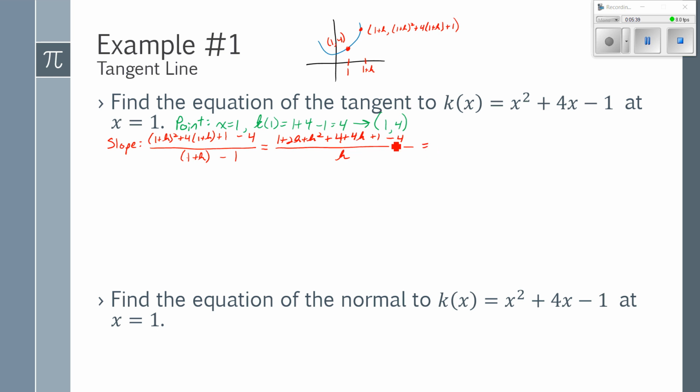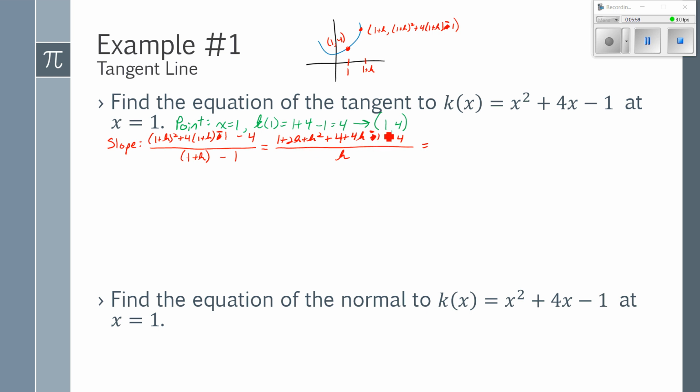The 4's are going to cancel. Oops, that's not a minus 1. Sorry, should be a minus 1, not a plus 1. Hopefully you caught my mistake. So the 1's are going to cancel. The 4's are going to cancel.